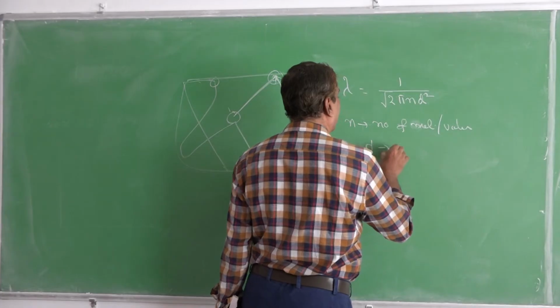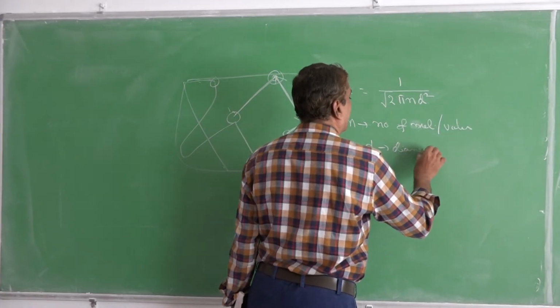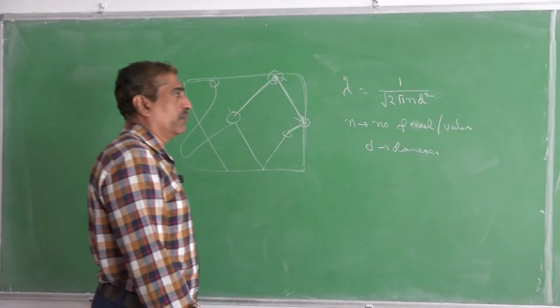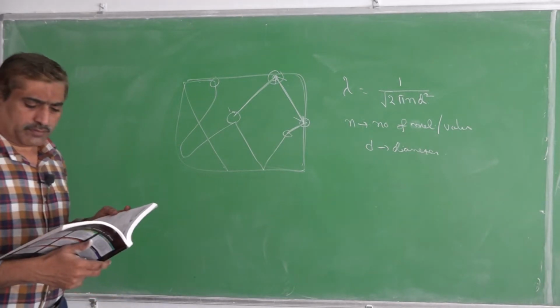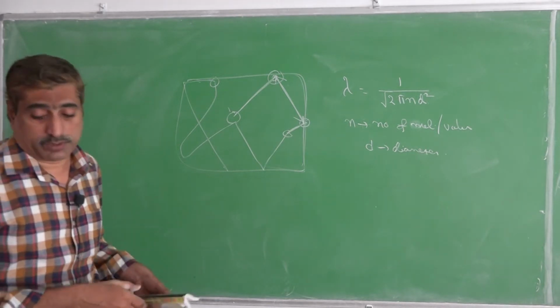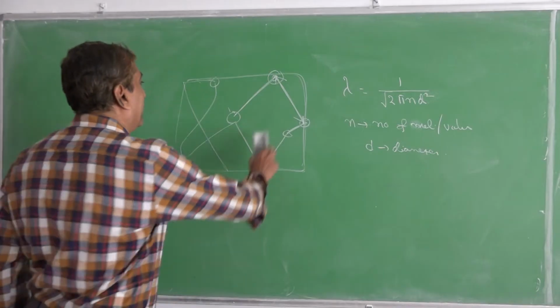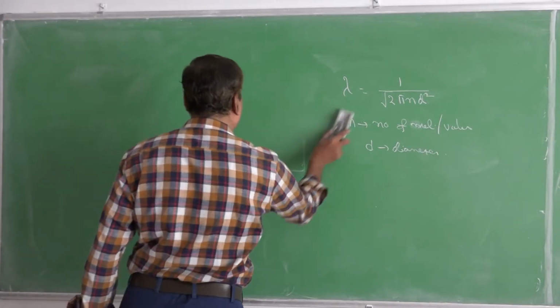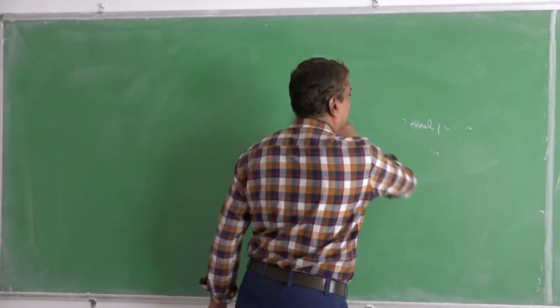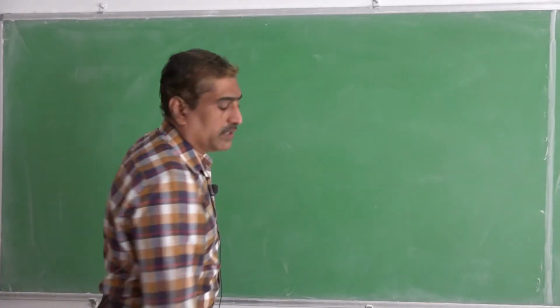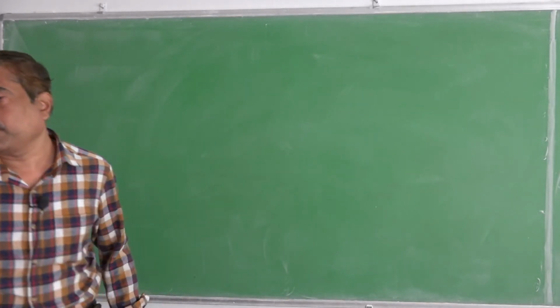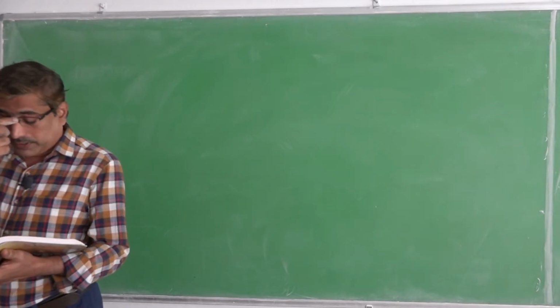And d is the diameter of this molecule. Okay, you have to remember this formula also, the mean free path. Now we solve problems based on this topic.